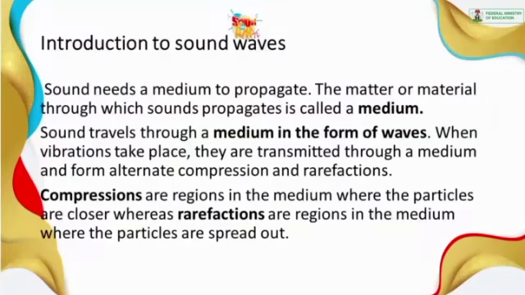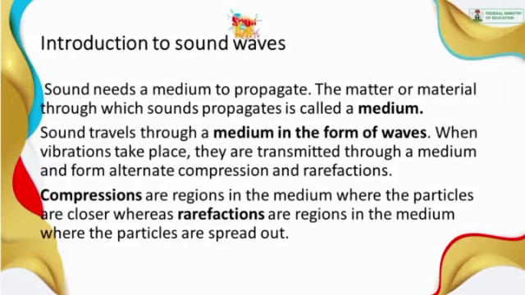Now, in the previous class we learned that sound is energy formed from vibrating bodies, and vibration is the to and fro movement of an object. We also learned that sound needs a medium to propagate. It needs a medium to move through. Sound waves move faster in liquids and solids and slowly in gases, because the particles of gases are always further apart, unlike liquids and solids. So the material or matter through which sound propagates is called a medium.